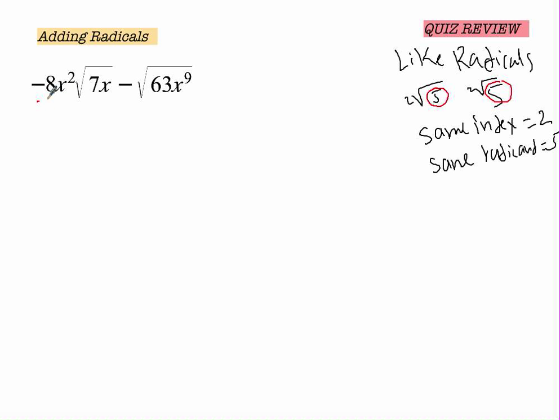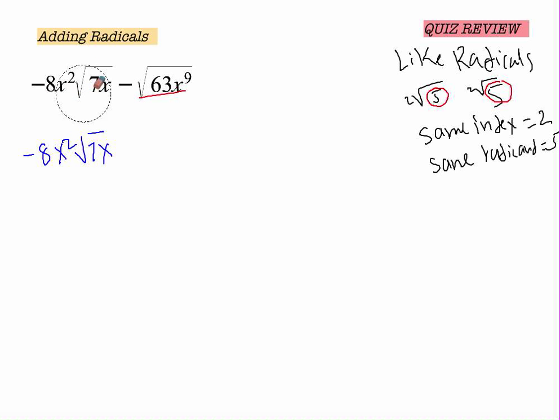So let's go ahead and look at this term right here and this term. We've got two terms, both separated by the subtraction sign. This term is simplified because 7 is a prime. We can't do anything else with 7. And we have x to the power of 1. We can't do anything with x to the power of 1 when we take the square root. So let's bring this down. I'll rewrite this as negative 8x squared times the square root of 7x.